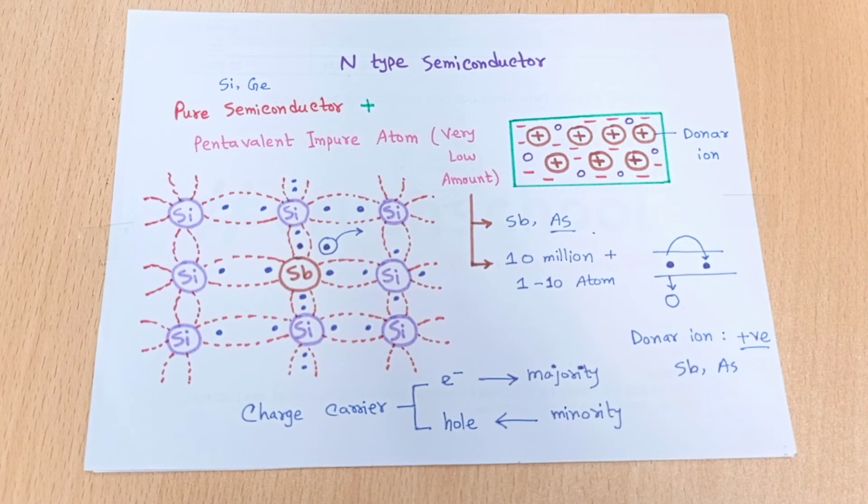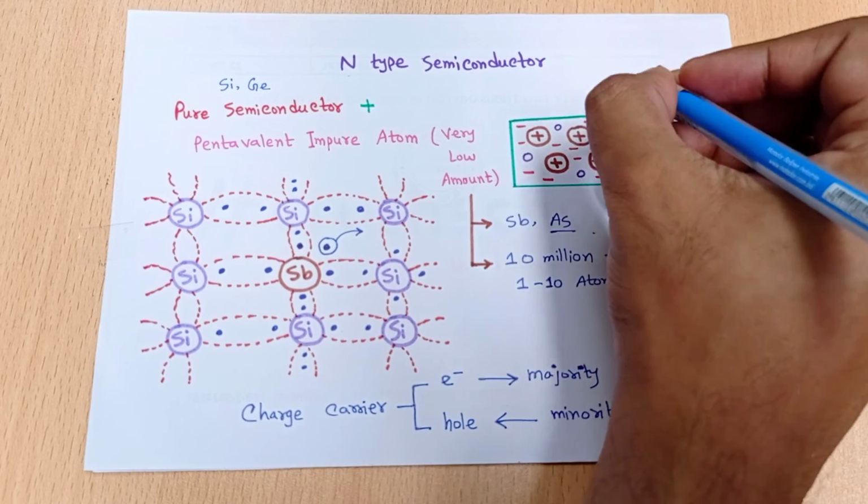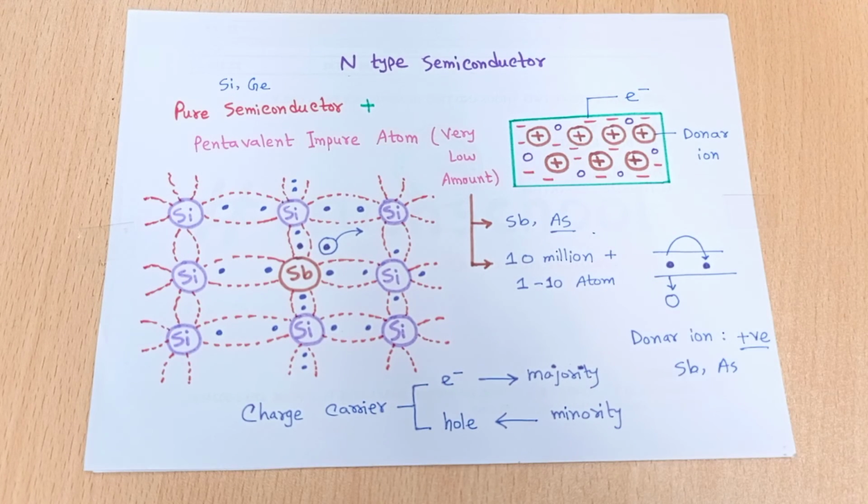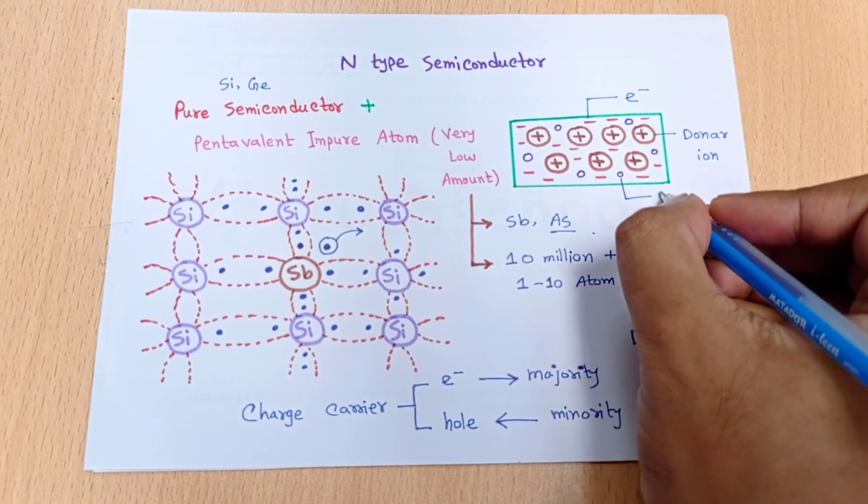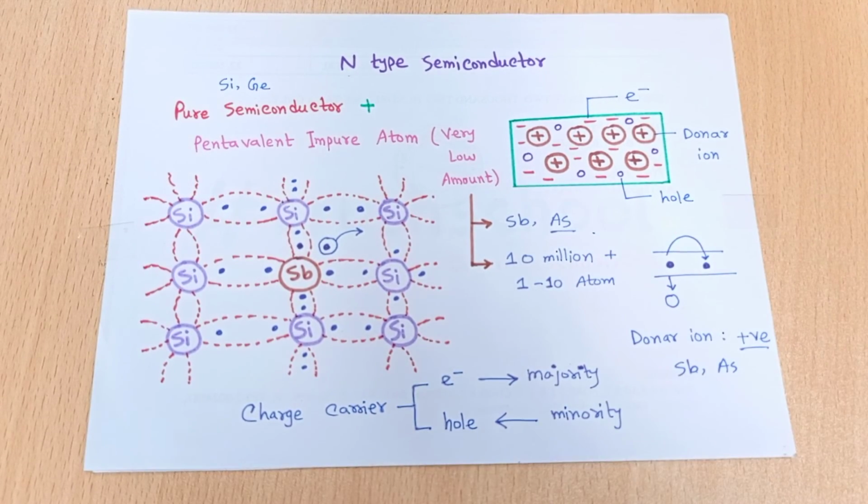The second thing is electron, which is the majority charge carrier. So this negative sign indicates our electron. And the last thing is our hole. So hole is this, and the number of holes is very little in an n-type semiconductor. So this is all about the n-type semiconductor.